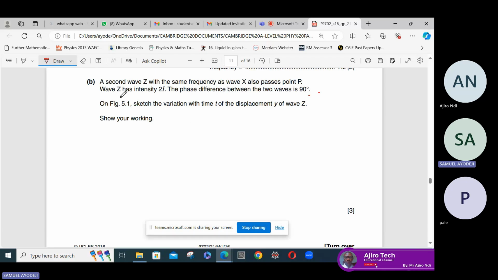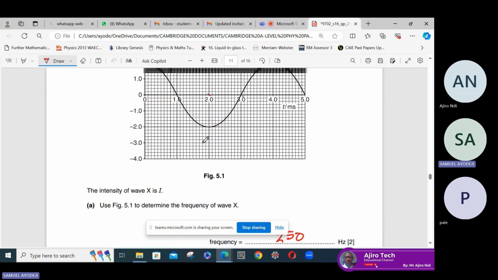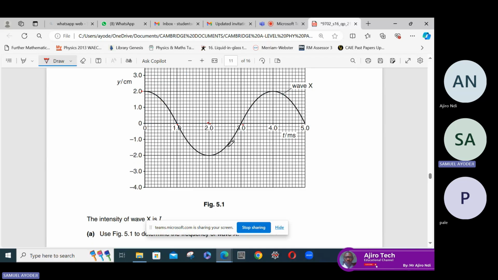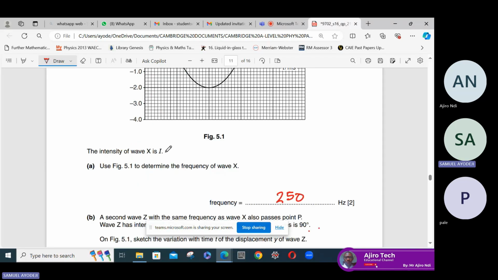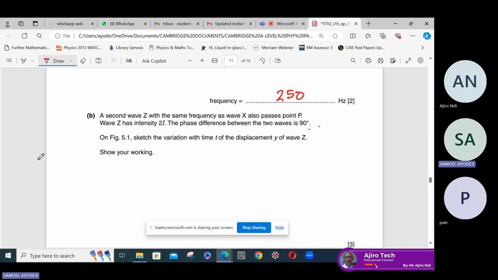Look at this one now. They say the intensity of z is too high, whereas the intensity of x is high, you can see now. So in that case, this is the intensity of x, it is high. The intensity of z is too high. Are we together? Yes, sir.